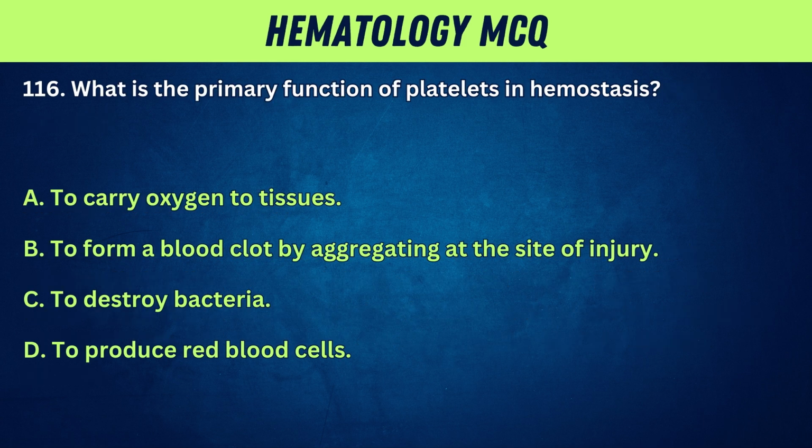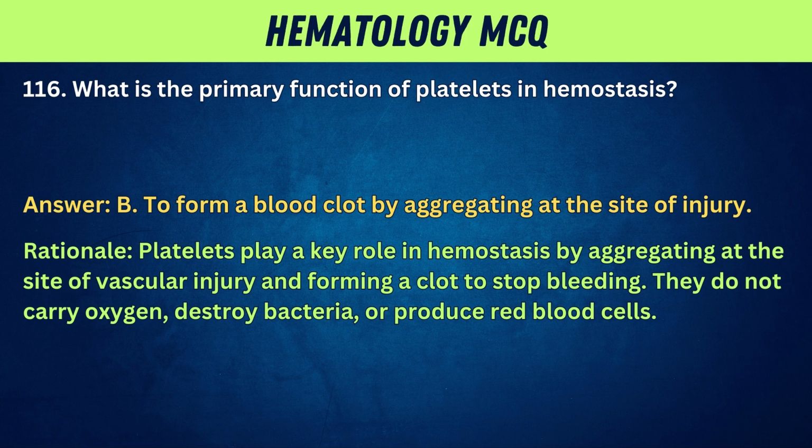116. What is the primary function of platelets in hemostasis? A. To carry oxygen to tissues. B. To form a blood clot by aggregating at the site of injury. C. To destroy bacteria. D. To produce red blood cells. Answer: B. To form a blood clot by aggregating at the site of injury. Rationale: platelets play a key role in hemostasis by aggregating at the site of vascular injury and forming a clot to stop bleeding. They do not carry oxygen, destroy bacteria, or produce red blood cells.